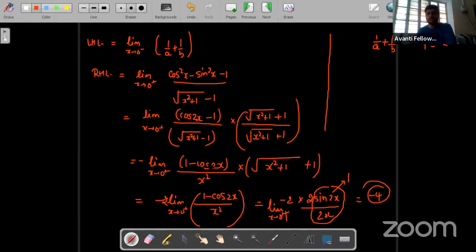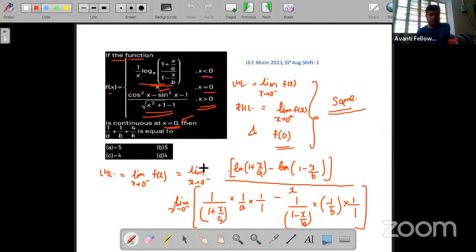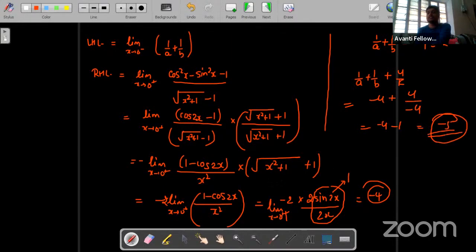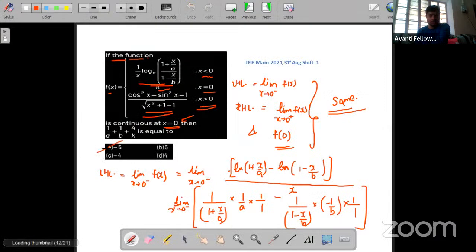What we have to find out? We have to find out the value of 1 by a plus 1 by b plus 4 by k. So 1 by a plus 1 by b plus 4 by k. 1 by a plus 1 by b is clearly minus 4. 4 by k is minus 4. So minus 4 minus 1, which is minus 5. So this is my final answer. Option number A is correct.